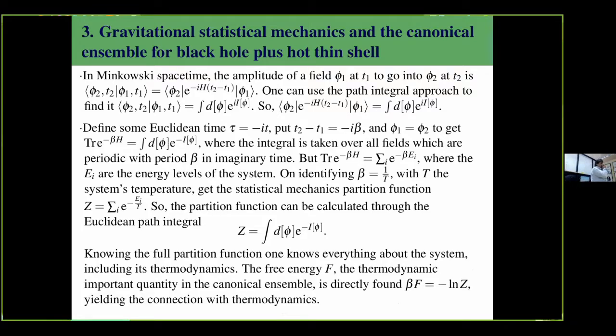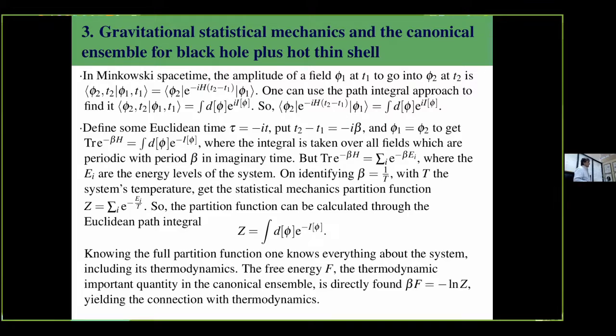Now, a brief introduction to the way we are going to work. We know that in Minkowski spacetime, the amplitude of a field phi 1 at time t1 to go into a field phi 2 at time t2 is given by the product of these states, and you can put it as evolving phi 1 with the Hamiltonian operator, and then crossing with phi 2.